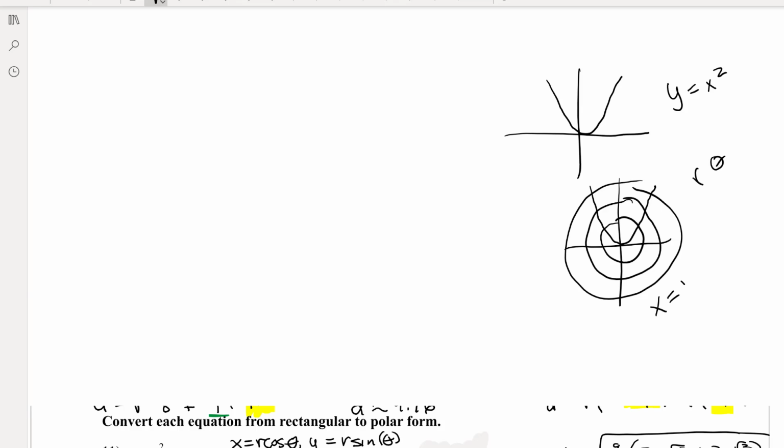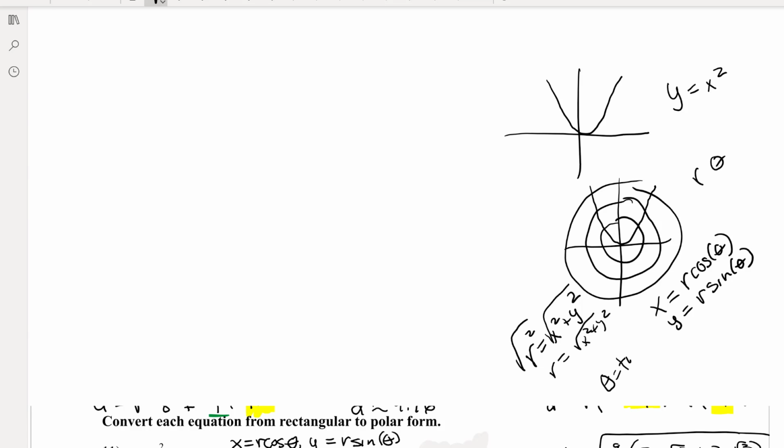You know that x is the same as r cosine theta, y is the same as r sine theta. You also know that r squared is equal to x squared plus y squared, so r is equal to the square root of x squared plus y squared. There we go. And theta is equal to inverse tangent of y over x. Those are the facts. So this says convert each equation from rectangular to polar.